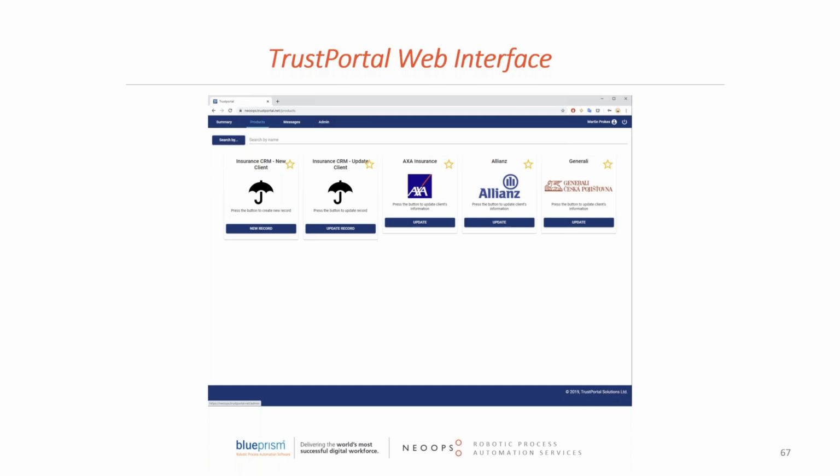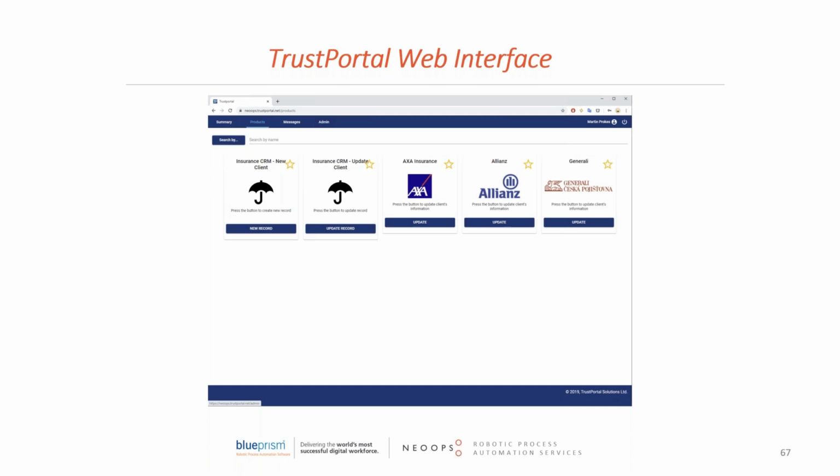Each tile on the screen represents a process that is performed after clicking a button. There is a Blue Prism process running on the background with a loop that checks all the inputs from TrustPortal Web Interface, and once a button is pressed, new item is created in a queue. Then a process is performed by the robot as you are used to, and an information about progress is sent back to the operator through TrustPortal interface.